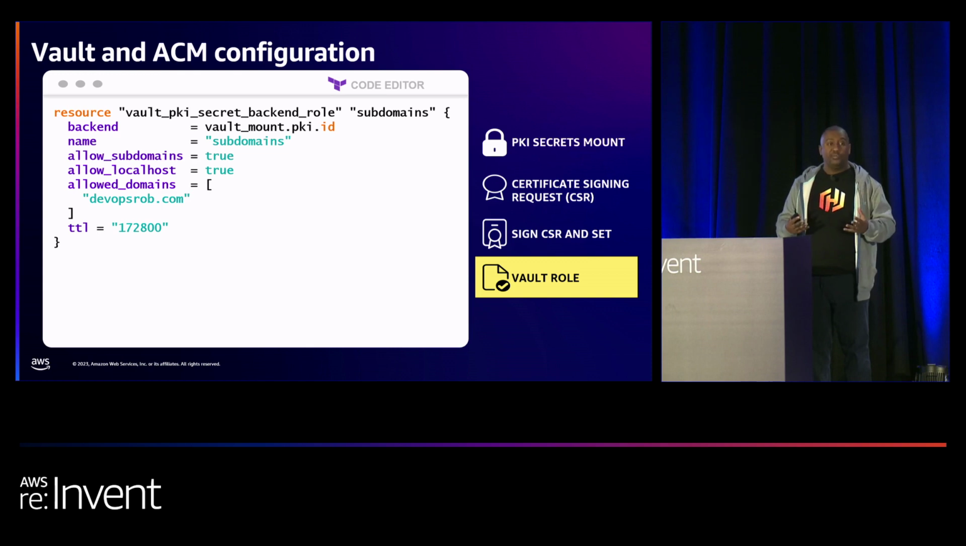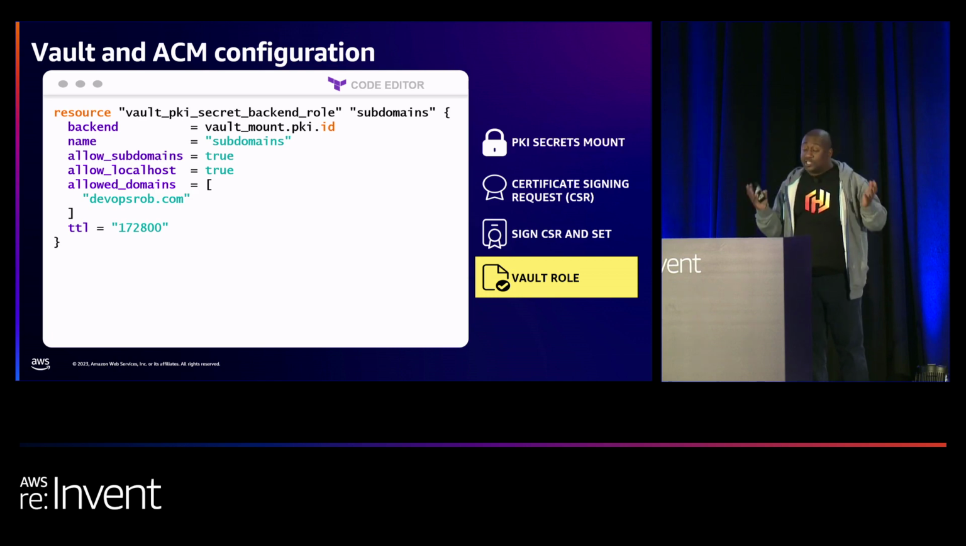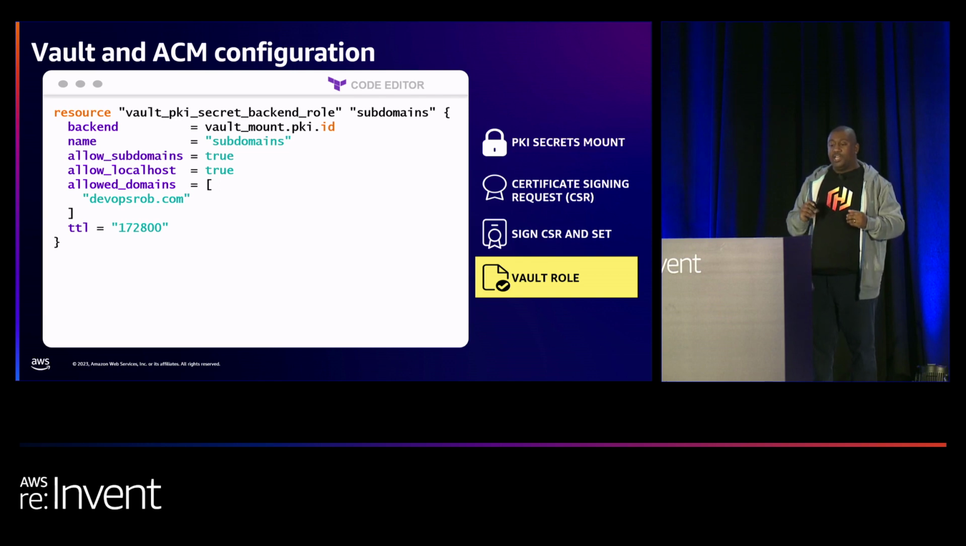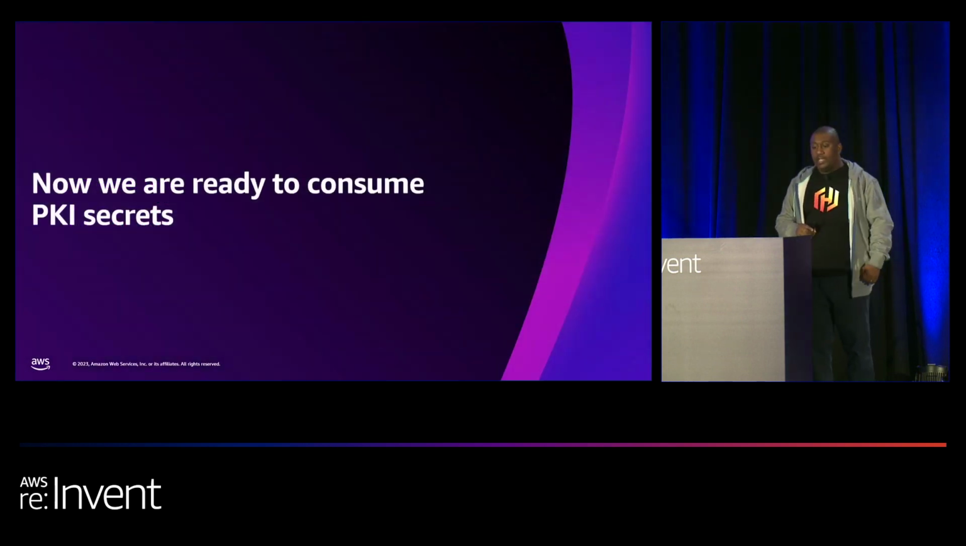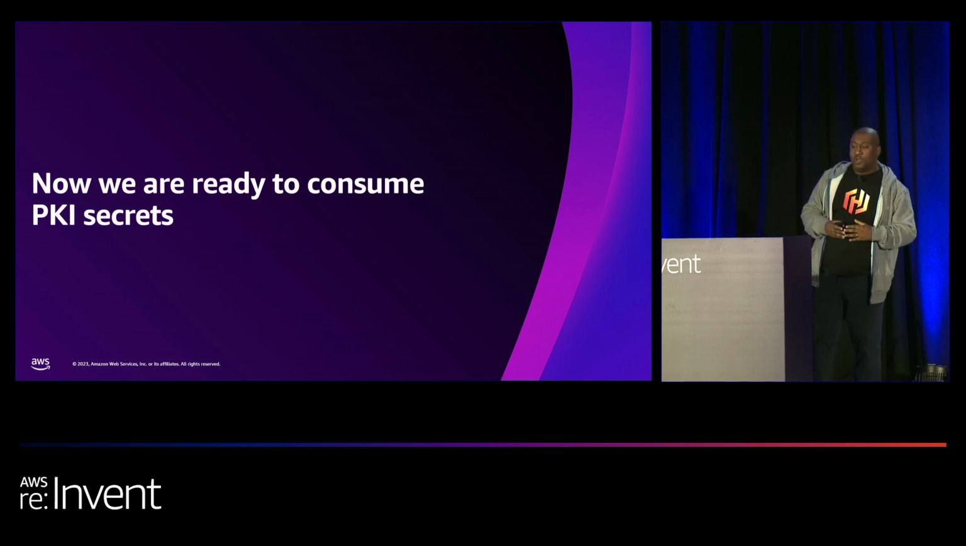So we are allowing subdomains to be issued under this role. We're also allowing localhost. I'm not sure how sane or insane that is. That's for you to decide. And then the allowed domains that this role is allowed to issue certificates against. And obviously, devopsrob.com is the allowed domain, right? If you have more complicated PKI setups, that list can grow as long as you need it to grow. And then we're giving it a TTL. So any certificates that are issued against this role will have this TTL there. And that's it.